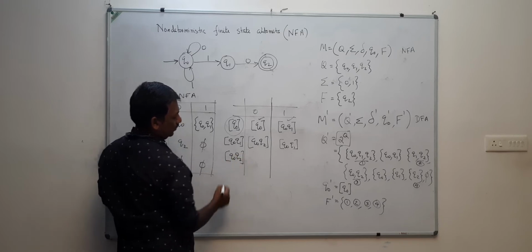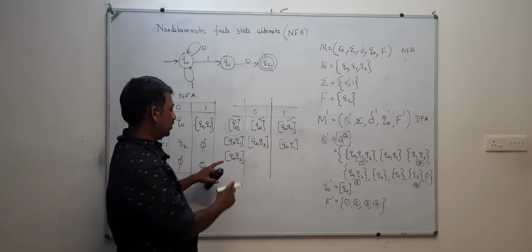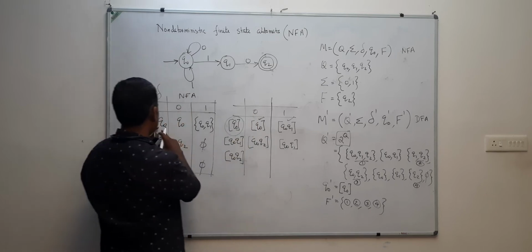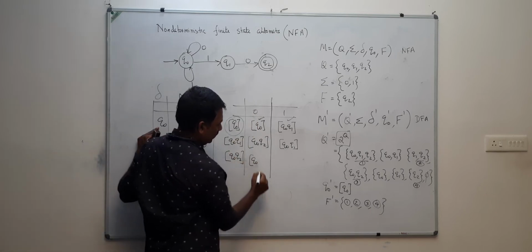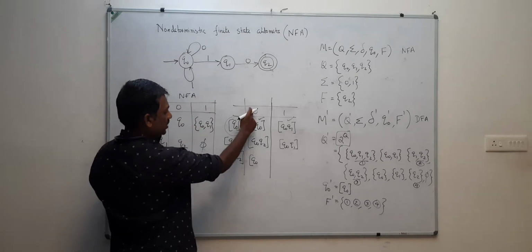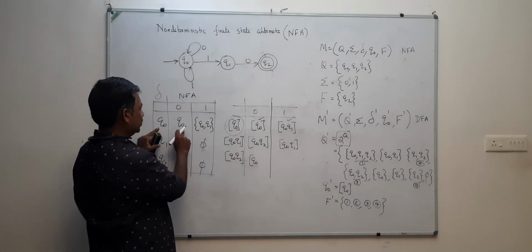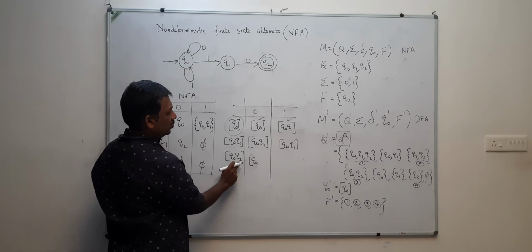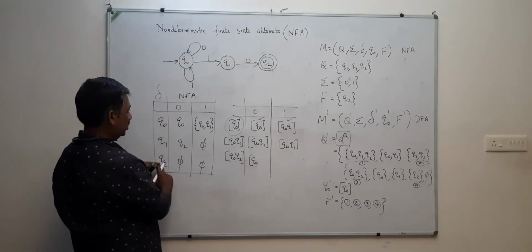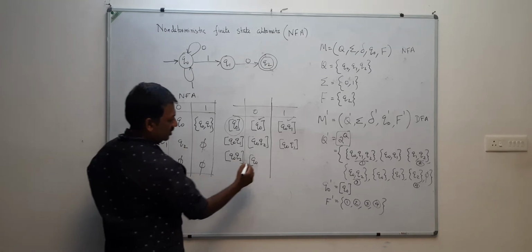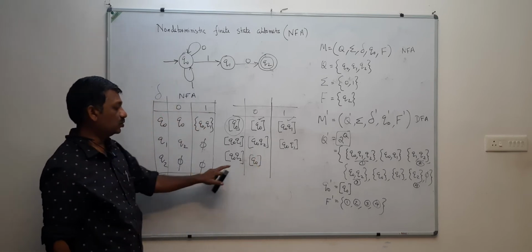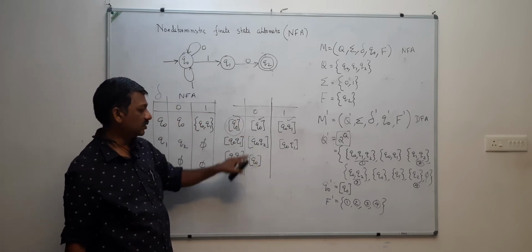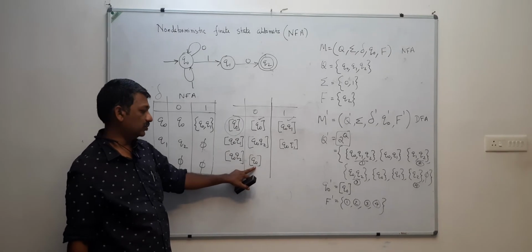Q0 Q2 means, what is Q0 on 0? Q0 on 0 is Q0. And what is Q2 on 0? Q2 on 0 is phi. That means Q0 union phi is Q0. That means Q0 Q2 upon reading 0 is moving to the state Q0.